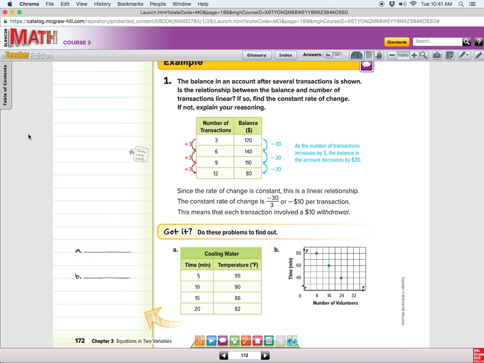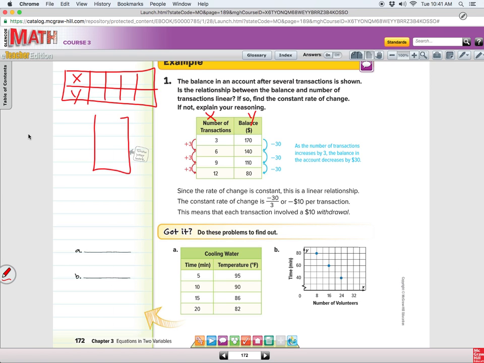So if we look here, we have number of transactions. When you see a graph, sorry, it's not a graph, it's a table, it looks like this. We have X and then Y. X is always coming first when you're drawing a table. If you have a table that goes side to side like this, X and then Y. If you have a table that goes up and down like this, X and then Y. That's just the rule. Alright, so number of transactions, we go 3, 6, 9, 12. The balance goes 170, 140, 110, 80.